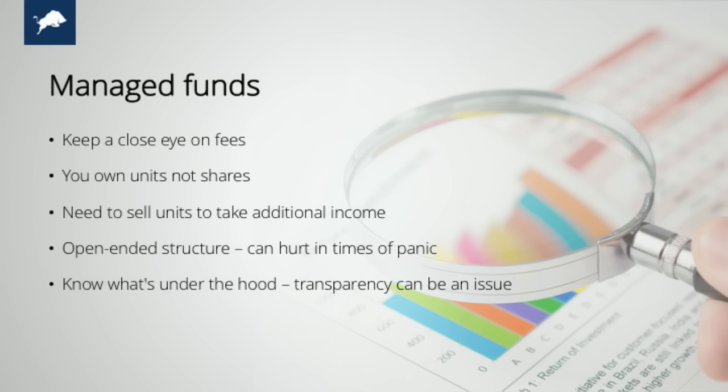Now, it's important to note as well when it comes to a managed fund, you own units, not shares in a company, okay? And once again, to take additional income, like shares, you'll need to sell down those units outside of the distribution period. Importantly, a managed fund within the structure is an open-ended fund. That means money can come in and money can go out at any particular point in time of that fund's life. Now, typically from my experience, what you see is a time when the manager least wants the money is when they get the most.